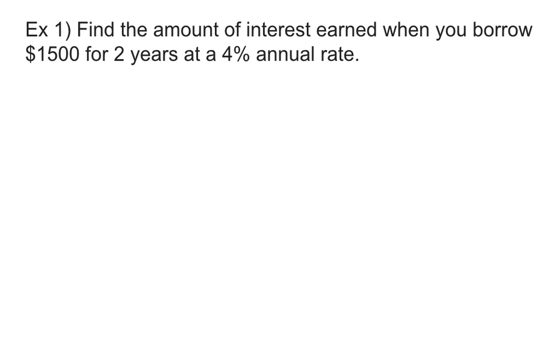Okay, let's go ahead and do one. Example 1 says, find the amount of interest earned when you borrow $1,500 for 2 years at a 4% annual rate. Okay, so it didn't say anything about being compounded, so that means that we're doing simple interest. Simple interest, if I write down my formula, is going to be the interest equals my principal times my rate times my time. So I equals PRT.